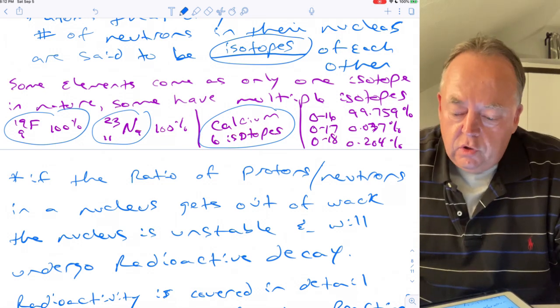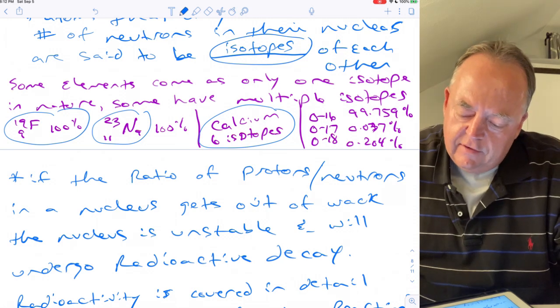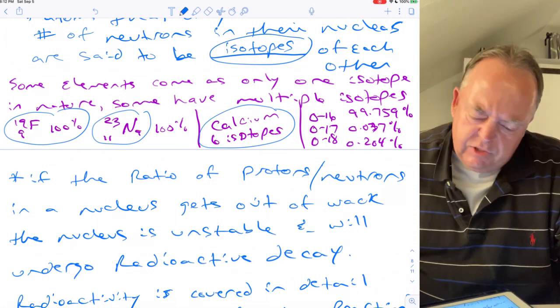Oxygen has 3 different isotopes in nature: oxygen-16, oxygen-17, oxygen-18, right? So each element is different.